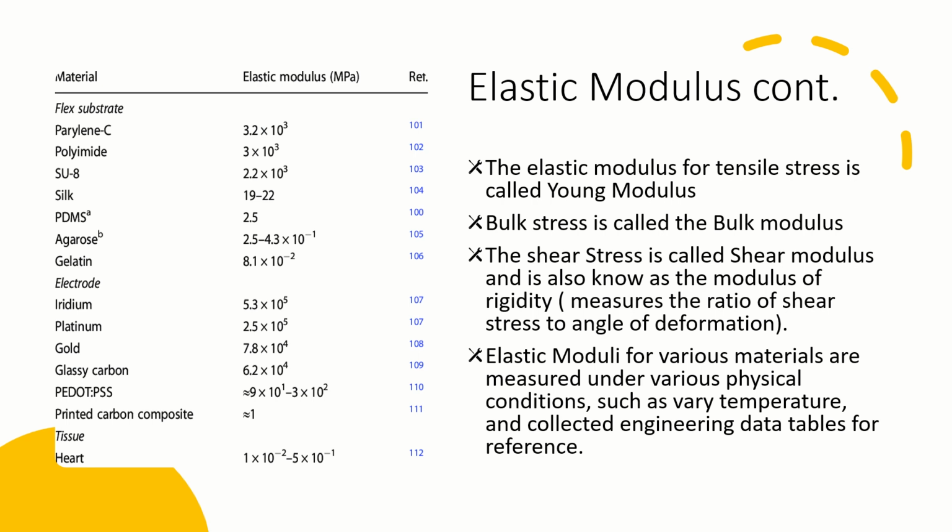And the elastic modulus for various materials is measured under various physical conditions, such as varied temperature, and collected in engineered data tables for reference. And a lot of this is basically used by engineers and in construction. And there are more examples of materials and their elastic modulus.